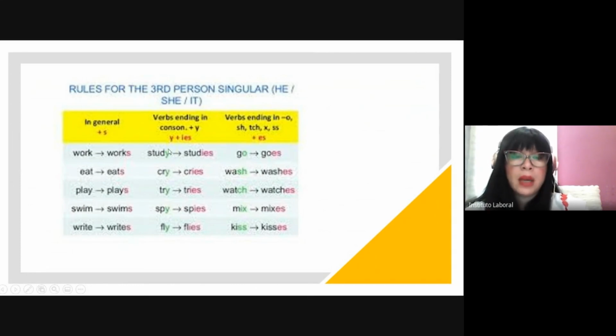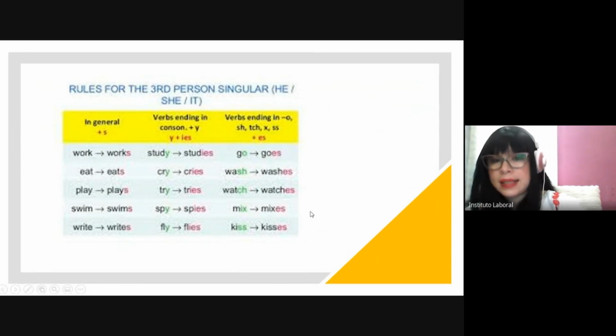Cuando el verbo termina en una I o una Y, tenemos que cambiar la Y por una I y S. Study, studies, fries, tries, pies, and flies. Cuando el verbo termina en una O, en SH, en TCH, en X o en doble S, tenemos que agregar la extra sílaba que es el ES. Go, goes, washes, watches, mixes, and kisses.